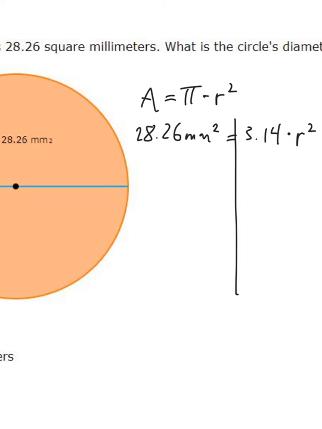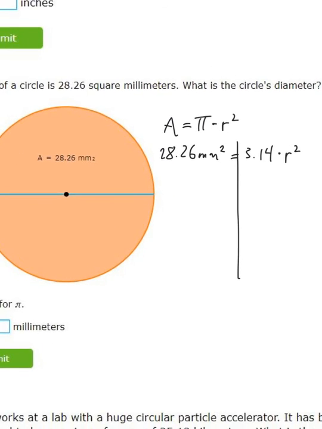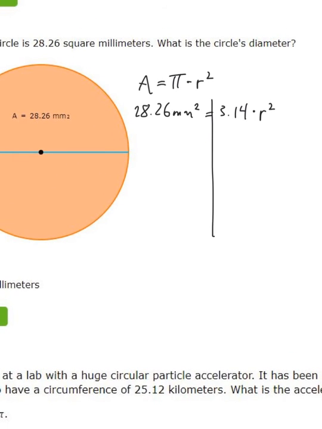So in the problem, I'm actually trying to figure out the diameter, right? Over here it says what is the circle's diameter. But if I could find the radius, then I'll be able to find the diameter. If you're not sure how to do that, we'll go over it in a second.